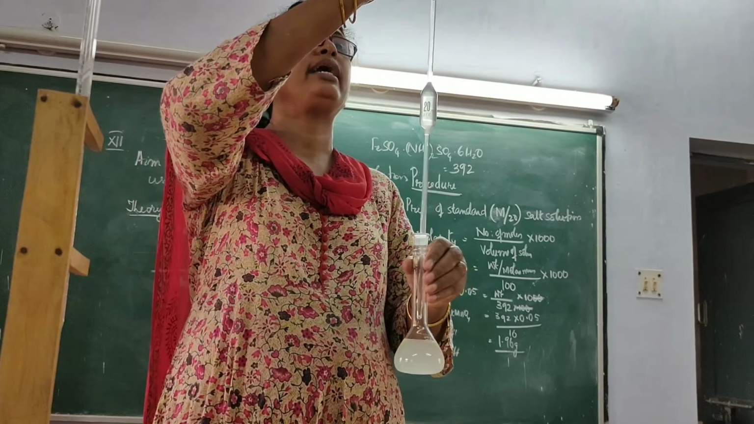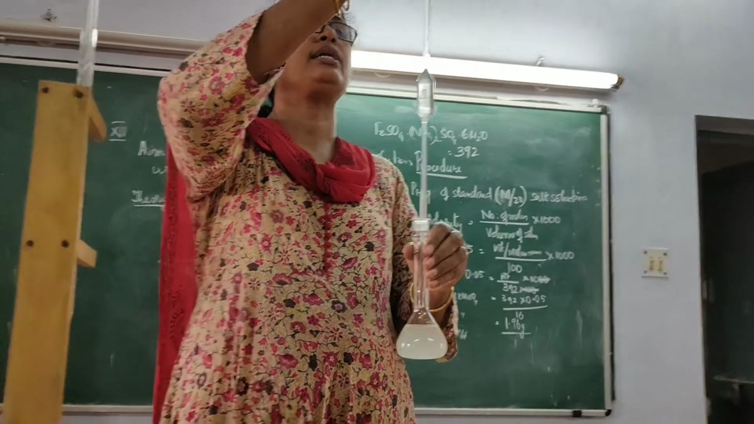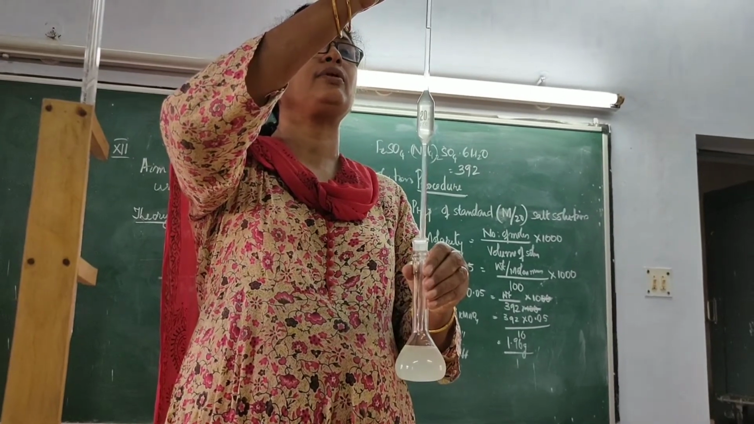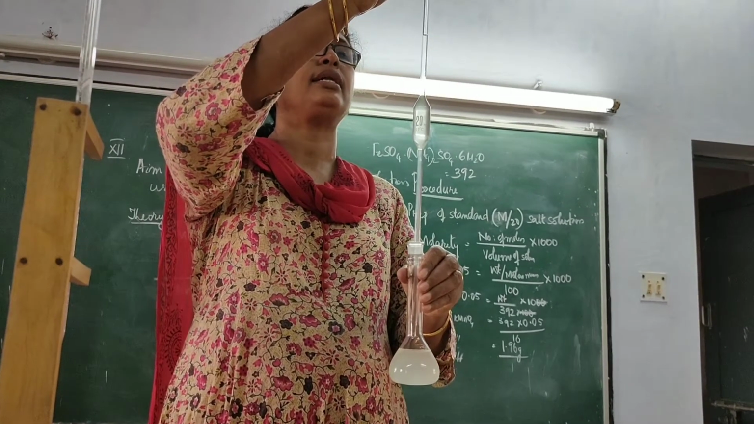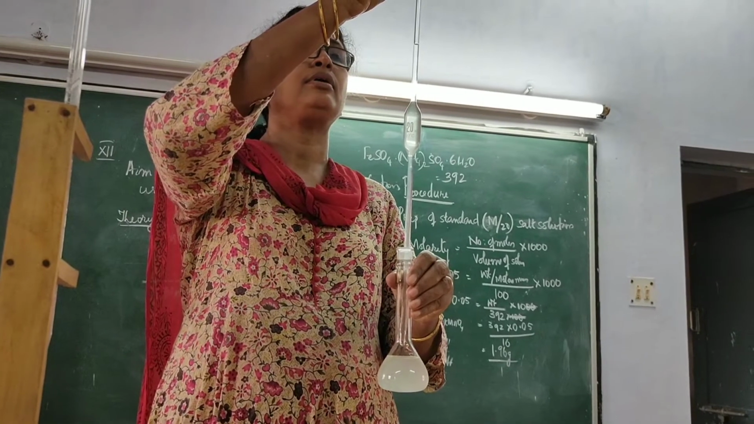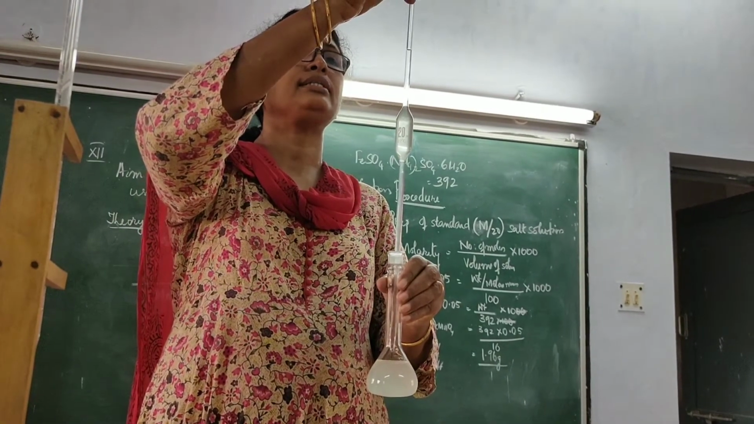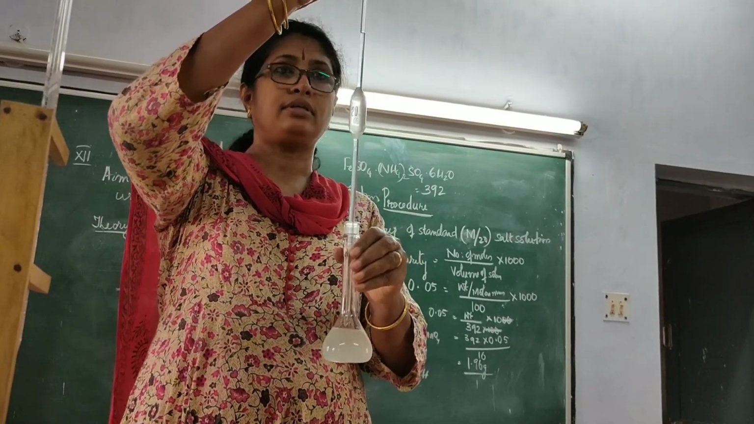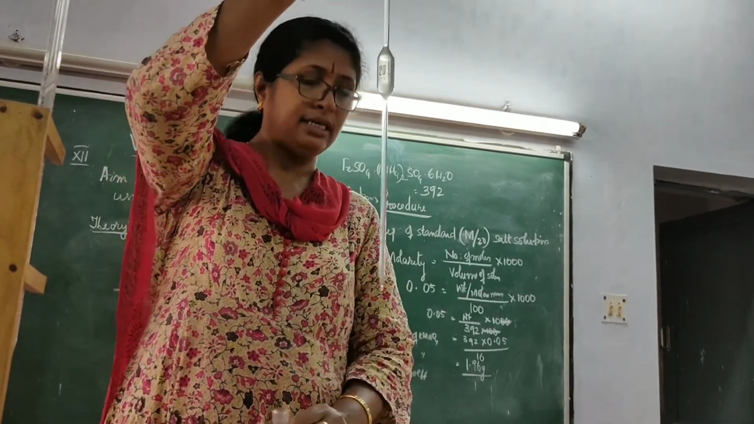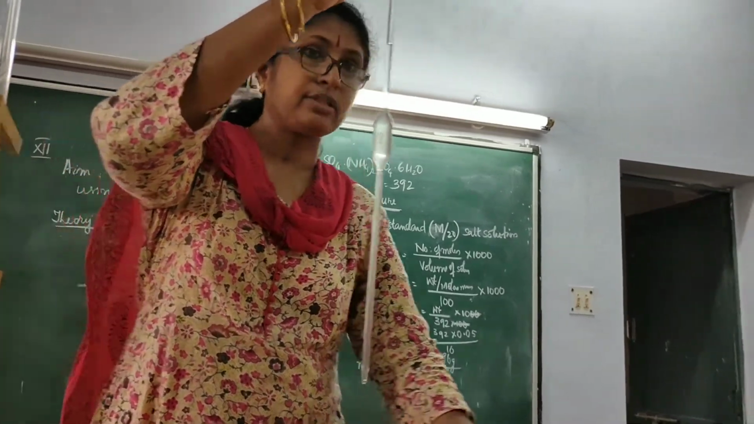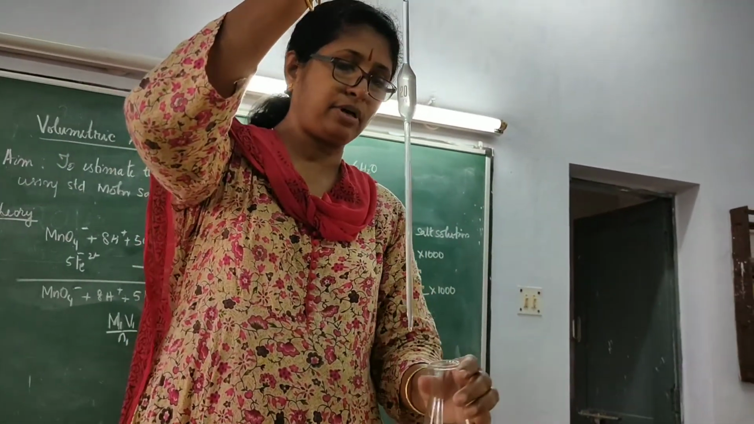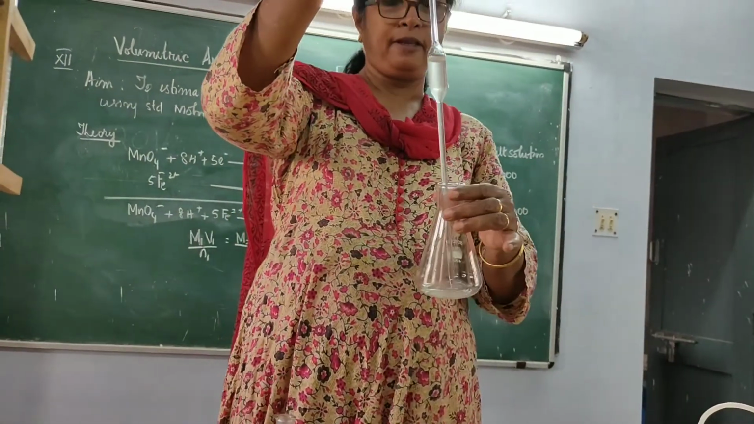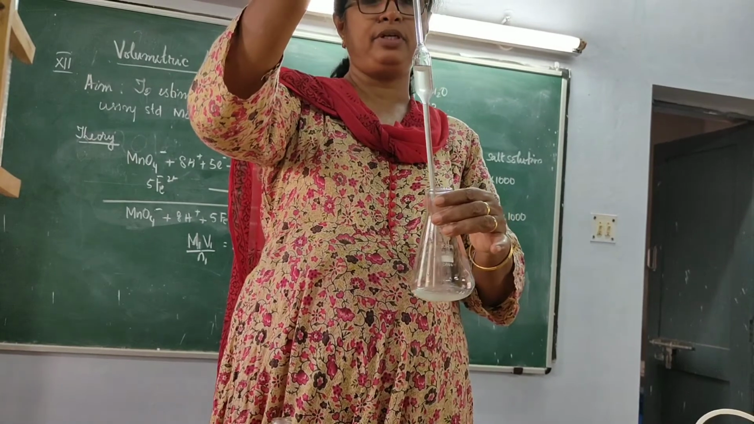Suck it to a higher height and slowly release it. Like this. Slowly you release the finger, then the level will come down, and when the lower meniscus is touching that circle or that line, then you take the conical flask and pipette it out. Now this is exactly 20 ml.